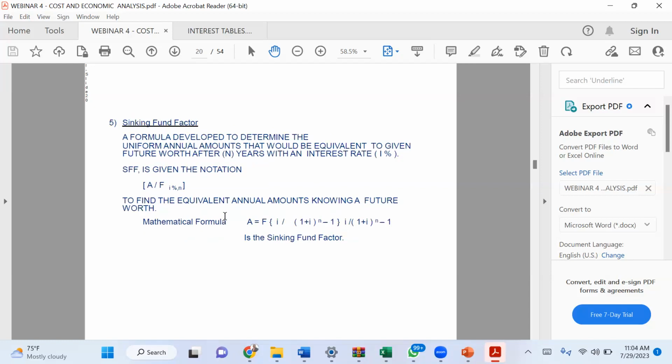The fifth one is what we call the sinking fund. In sinking fund, I love this one because it's always an example I always give. Sinking fund is the annual amount I'll be depositing in a bank so that in the future, I'm going to have an amount F.